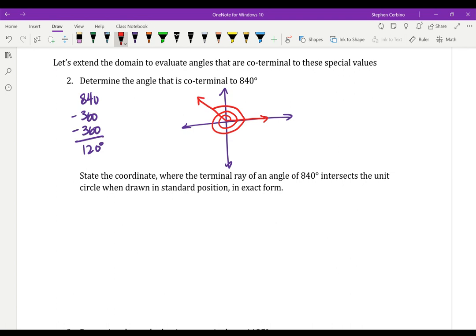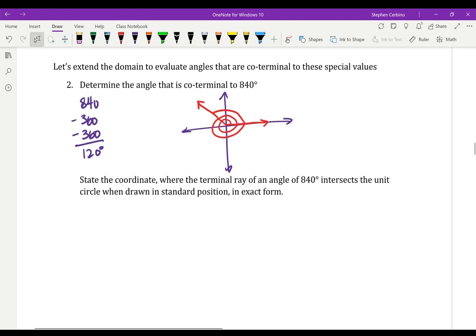and then terminate somewhere over here in quadrant 2. Now, what we mean when we say coterminal is if I drew the 120 angle on top of this one, they would actually have the same exact terminating spot or ray, meaning the reference angle, the angle that we're getting at this point on the unit circle, everything's going to generate the same sine, cosine, tangent values.